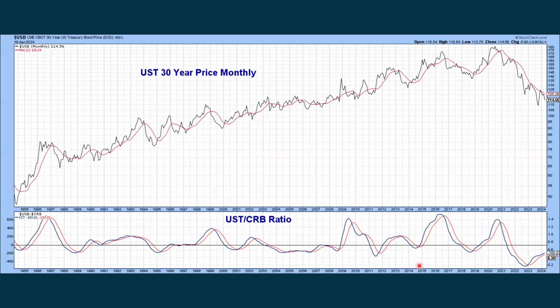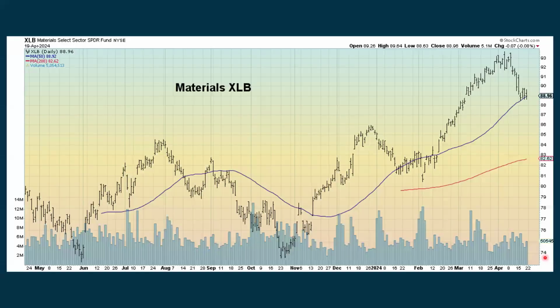Then we look at a monthly chart of the 30-year price of the Treasury bond, where it is still in a longer-term downtrend and below the moving average. We do a ratio on the bottom between the 30-year bond and the CRB, showing that bonds are still outperforming. But this is a monthly chart, so it could take a while to adjust.